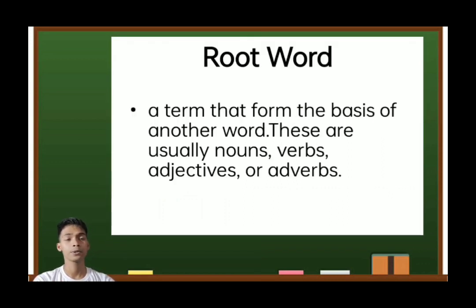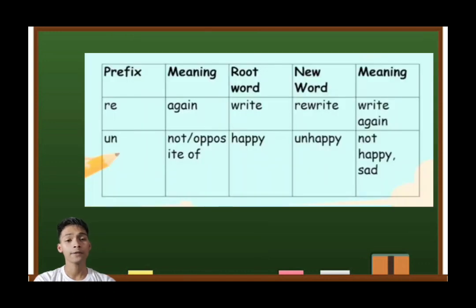Next, we have the root word. There is a word to which a prefix can be added to form new words. These are usually nouns, verbs, adjectives, or adverbs. Look at the prefixes re and un. We have here an example. Re means again. The root word here is write. The new word becomes rewrite.